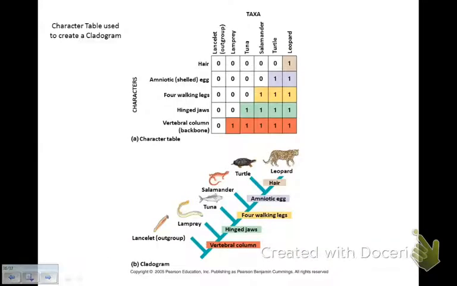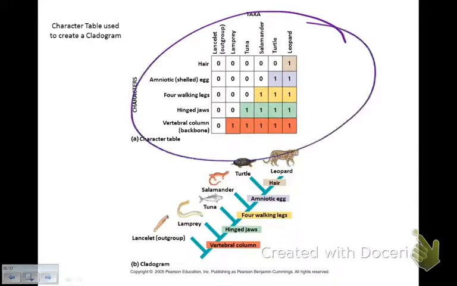Okay, so this is the last set of notes, and this is important. It always shows up on the test. The first picture here is a character table. The ones mean they have it. The zeros mean they don't. We spent a lot of time on this in class, so I think you have it.